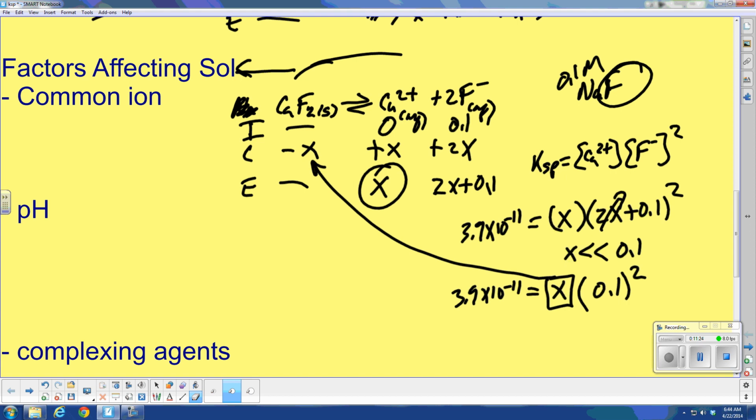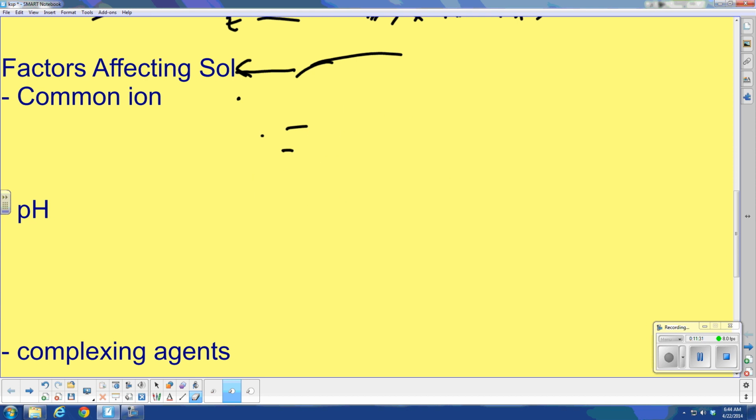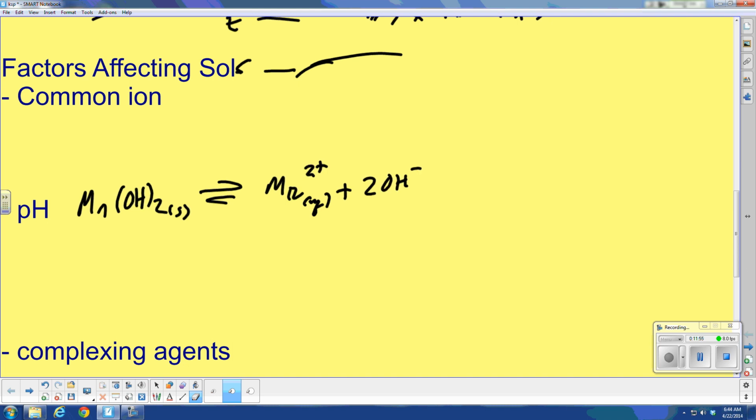Another thing that we can do that would have an impact would be changing the pH. We showed you how changing the pH could affect fluoride. Let me show you another one that's a little more interesting. Let's take manganese 2 hydroxide. That's solid, right? And it's going to go to manganese 2 aqueous plus 2 hydroxides, right? That's a saturated solution.